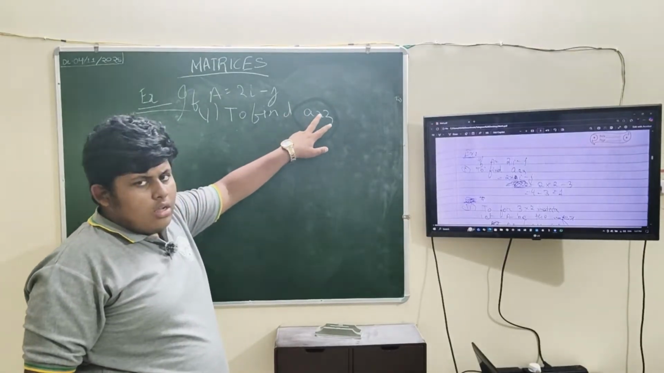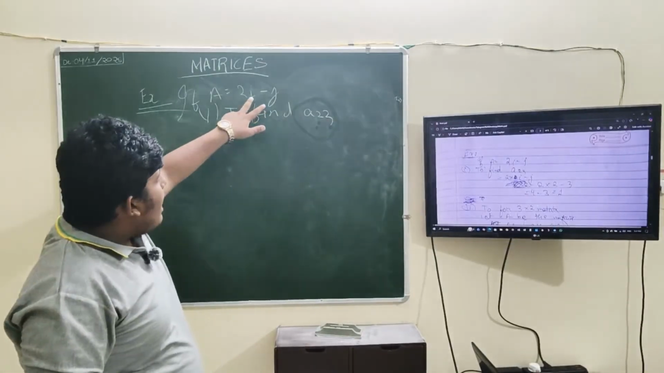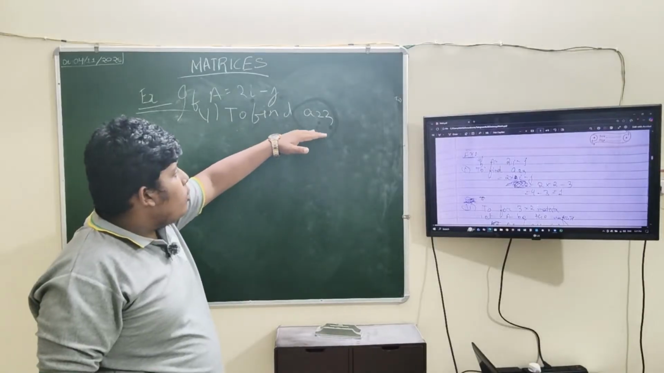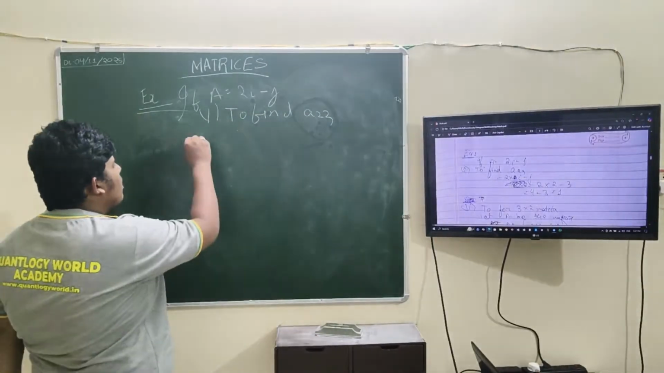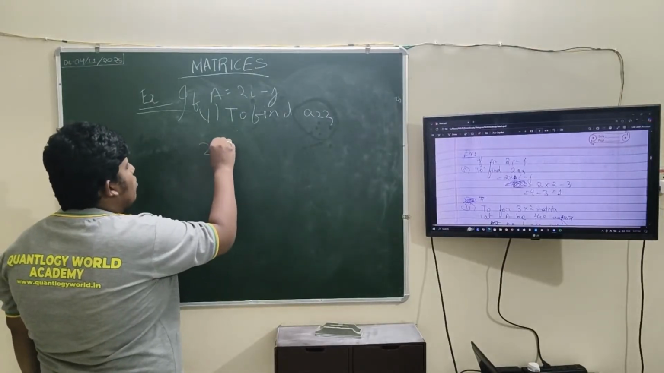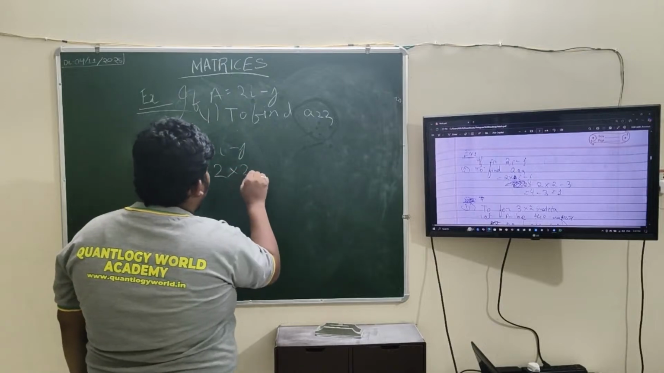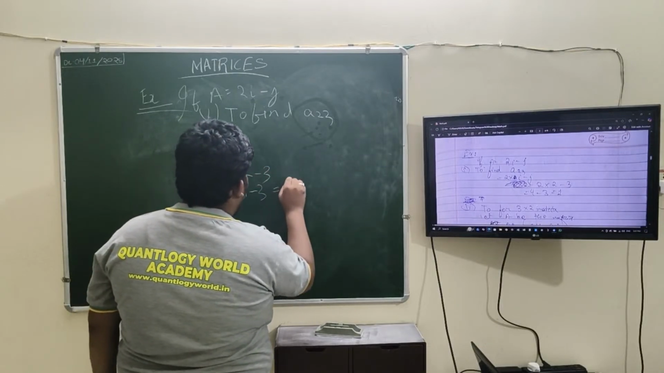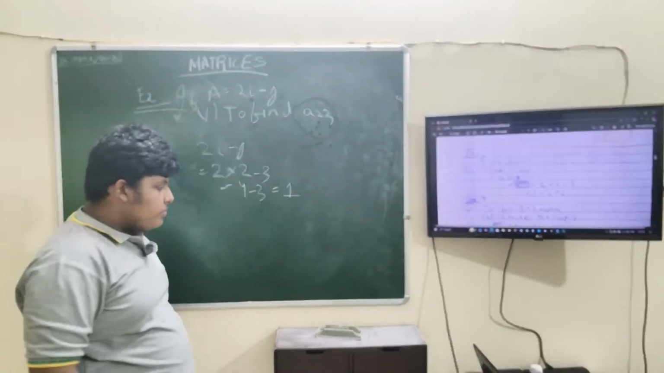A23 means the row is 2 and the column is 3. So here i represents the row and j represents the column. So we will put the values 2 and 3 for i and j respectively. So 2i minus j is 2 into 2 minus 3, 4 minus 3, which is 1. The value of A23 is 1.